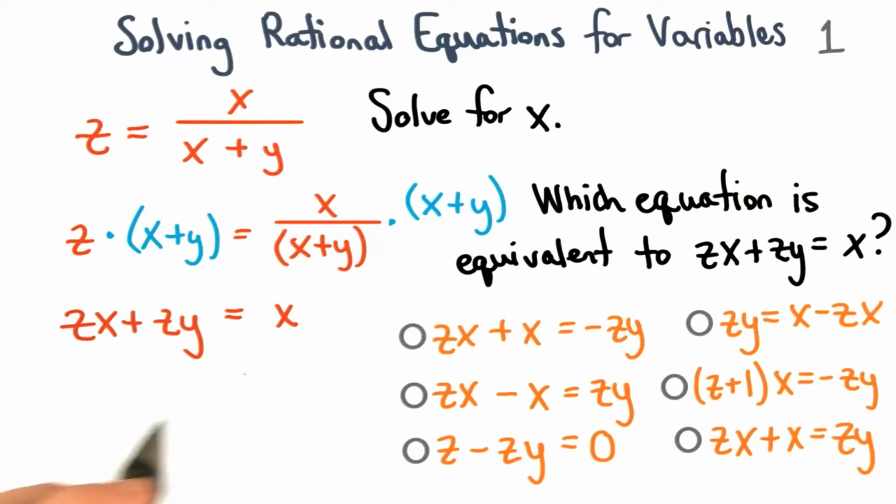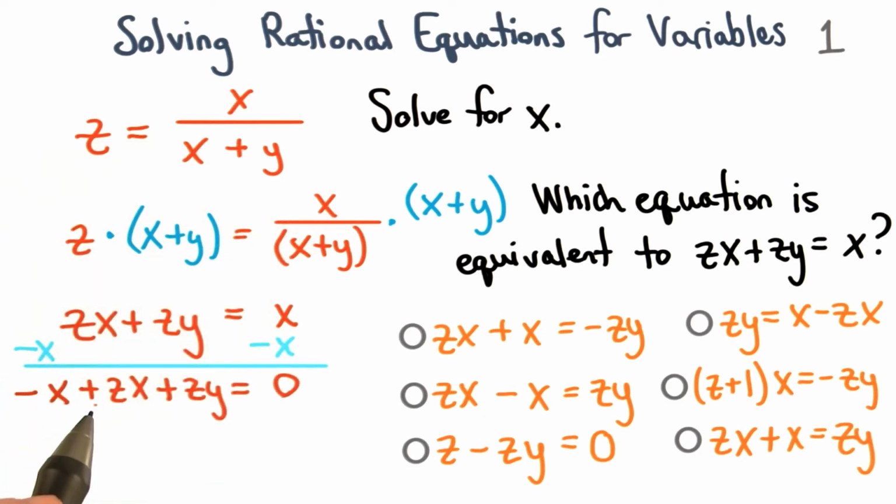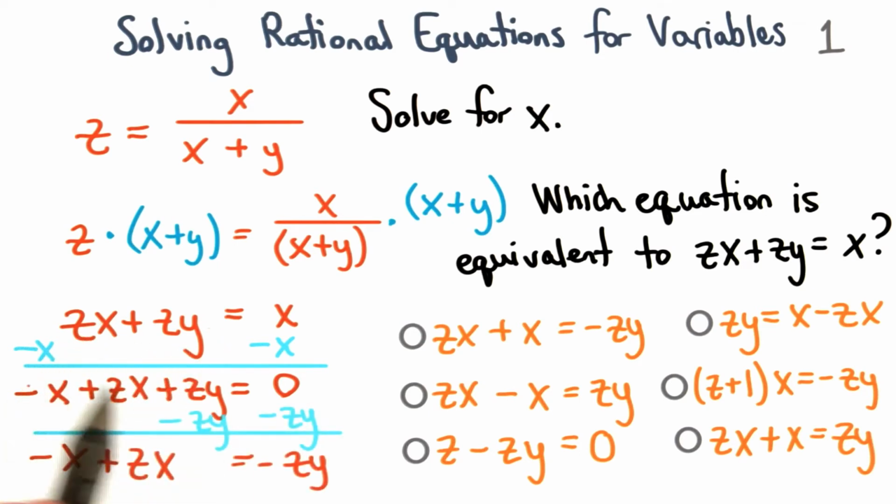Well, we want to get x on one side of the equation, so let's subtract x from both sides. I'll get negative x plus zx plus zy equals 0. Remember, I can't combine this negative x with either this term or this term since the variables are completely different. To isolate these two terms that have x, I subtract zy from both sides. This gives me negative x plus zx equals negative zy.